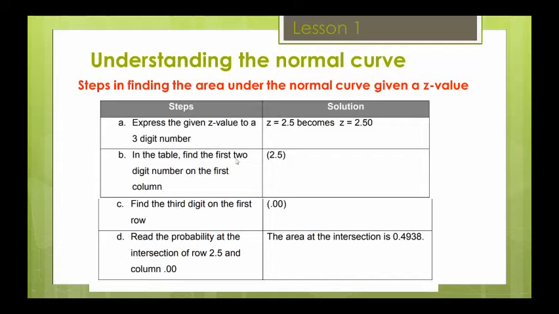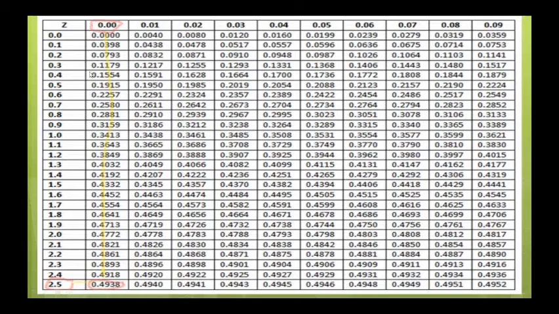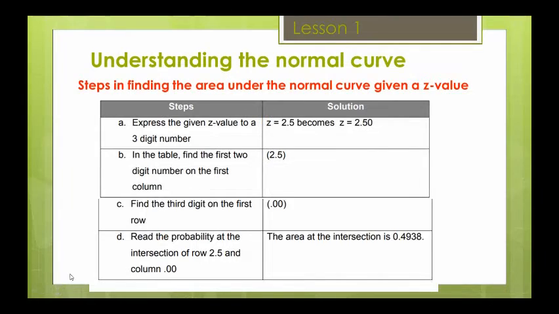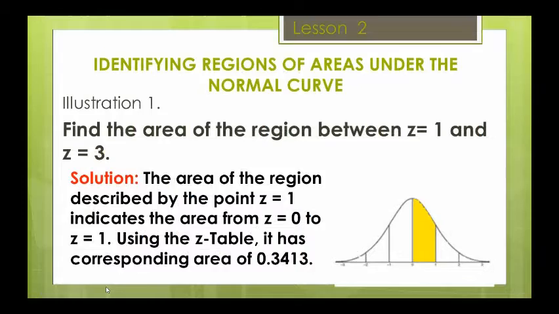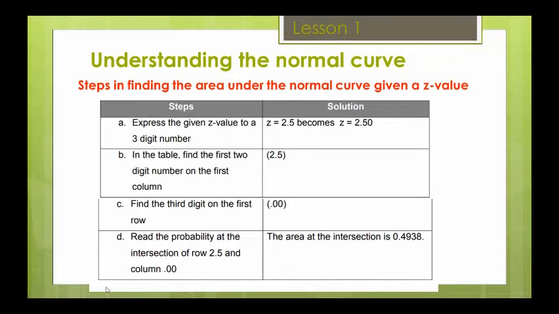So, in the table, find the first 2-digit number on the first column. So, first column is 2 digits. So, 2.5. This is the first 2 digits. And then, find the third digit on the first row. So, the first row is, the third digit is 0. That is 0.00. And then the intersection is 0.4938. Okay, so the area at the intersection is 0.4938.